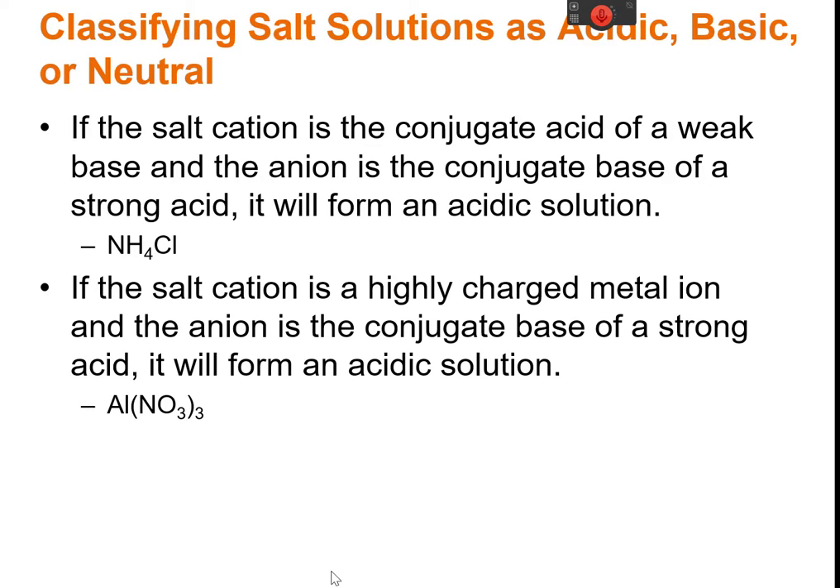And then finally, the one we just talked about: if there's a highly charged metal ion, and the anion portion of it is the conjugate base of a strong acid, we will have an acidic solution. So here we're saying, nitrate is the conjugate base of a strong acid. It does nothing. So this one is doing nothing. This one is making it more acidic. So we'll have an acidic solution.